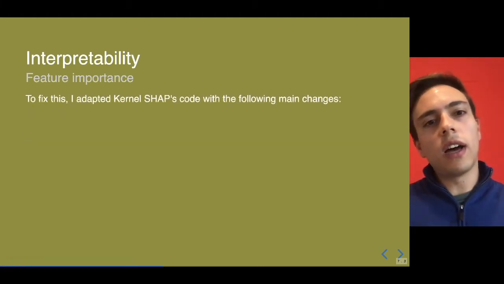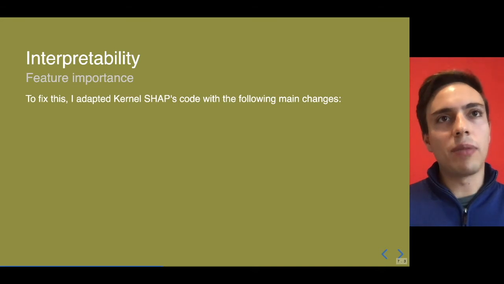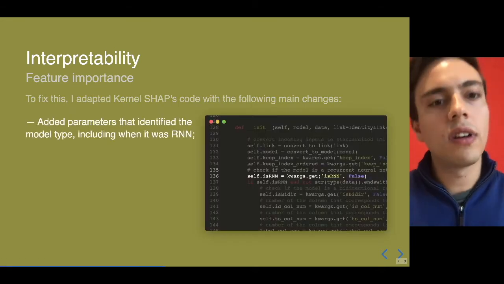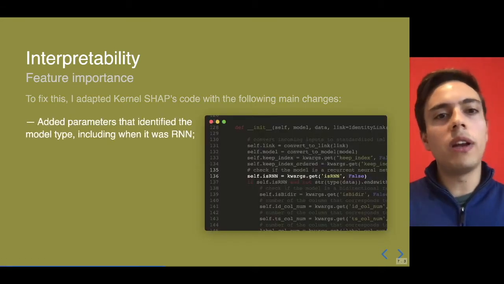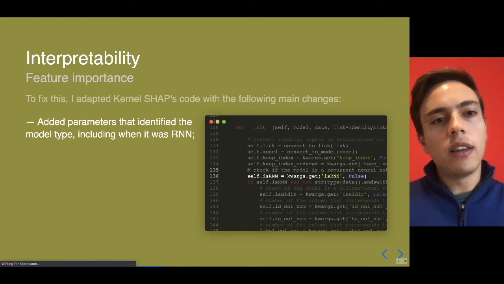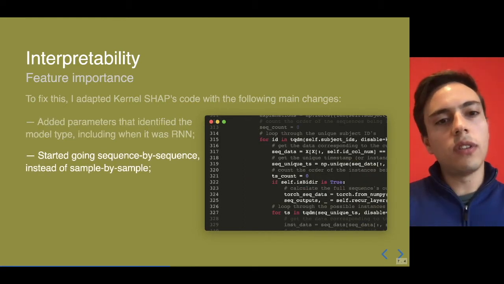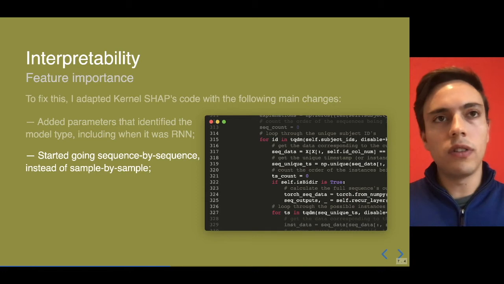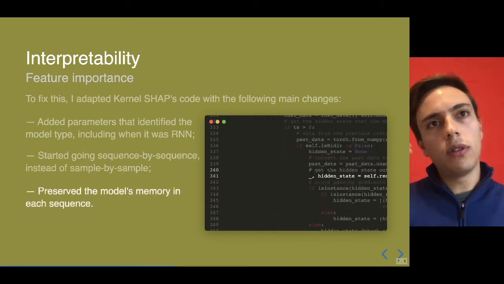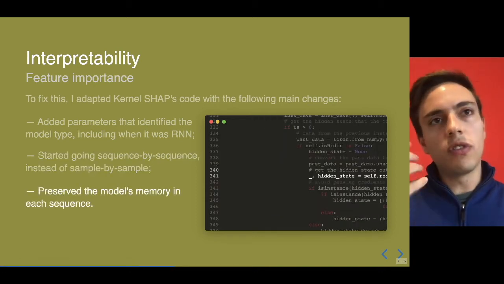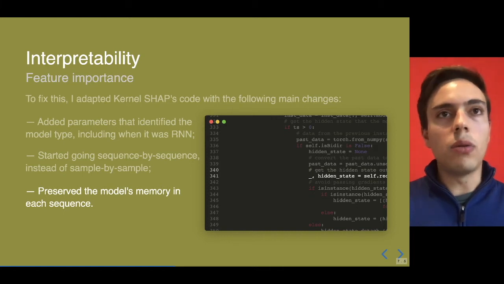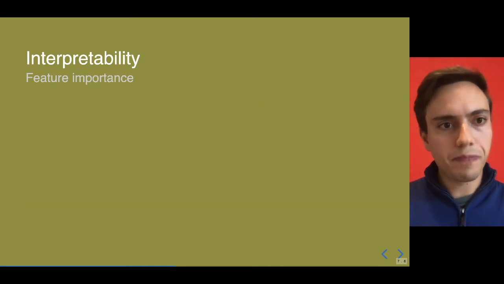So to fix this, I dove deep into the kernel SHAP code and made the following changes. I added parameters that allow us to know when it is an RNN model, and then made it go sequence by sequence instead of sample by sample in the explanations. And I also made the main change, which is preserving the model's memory in each sequence, which was the main step to fix.